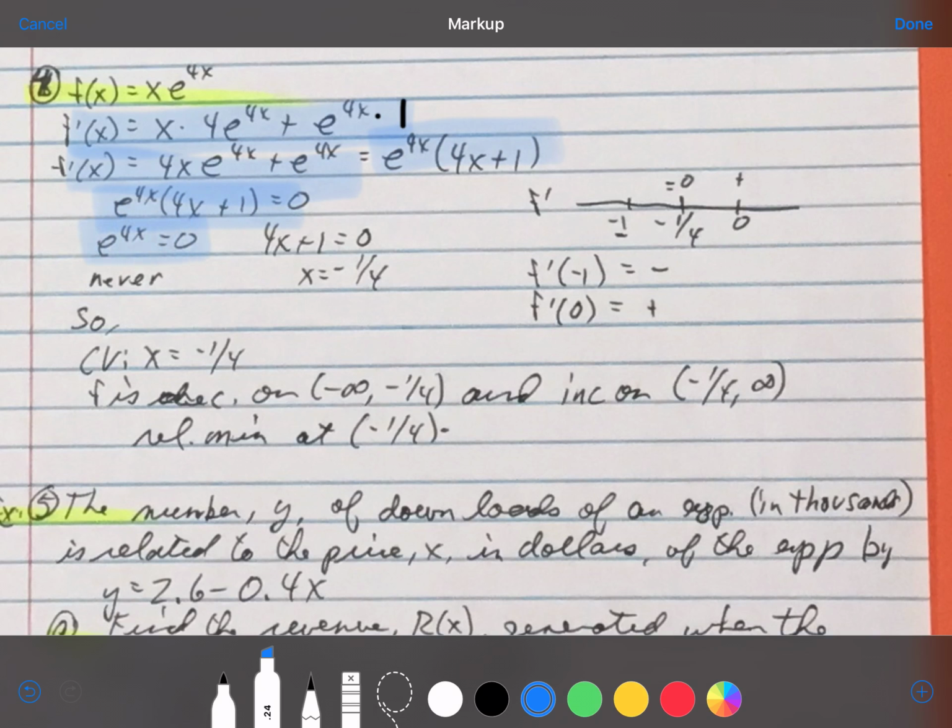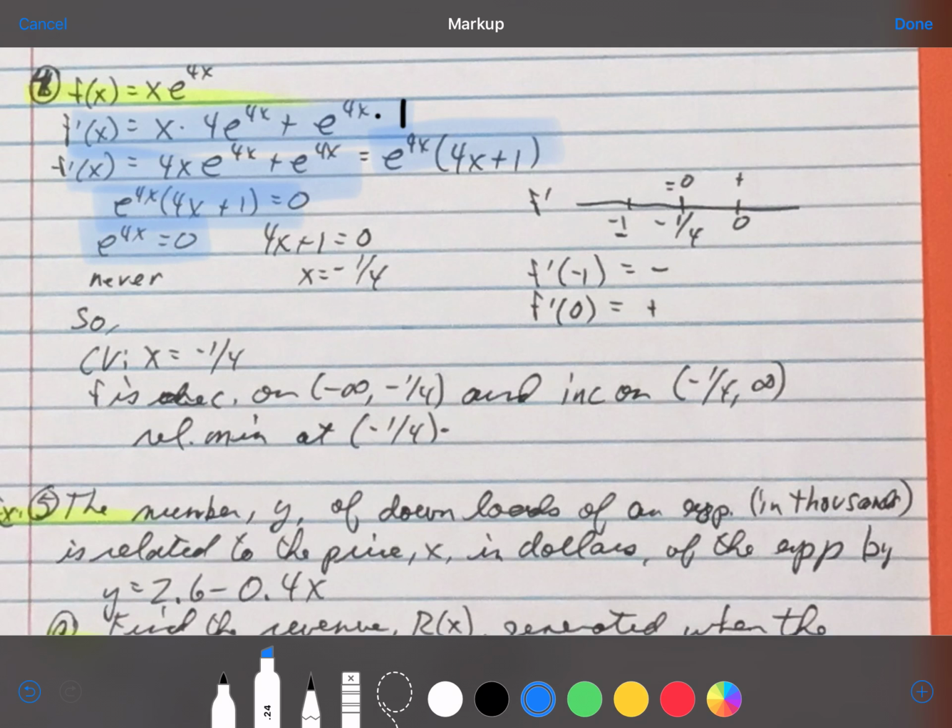Now, my first factor there is e to the 4x, and we've mentioned this before. Where is that going to equal 0? Well, it's never going to equal 0 because remember, e is a number. e is a constant, approximately 2.72, raised to some power. It's a positive number raised to a power. It's always going to be positive, which means it's never going to be 0. So I don't have to worry about that factor.